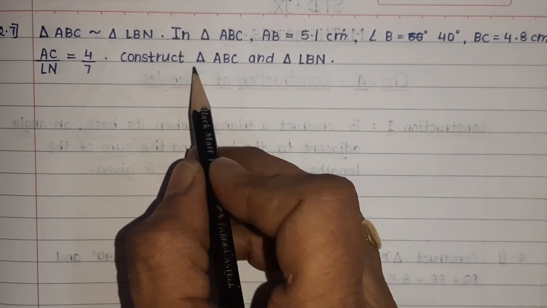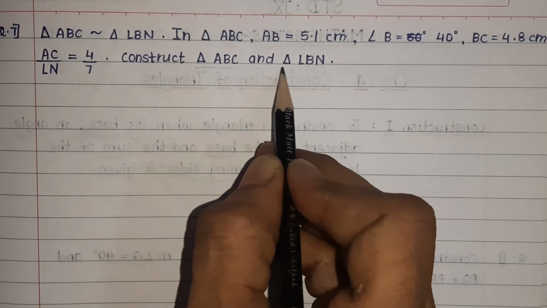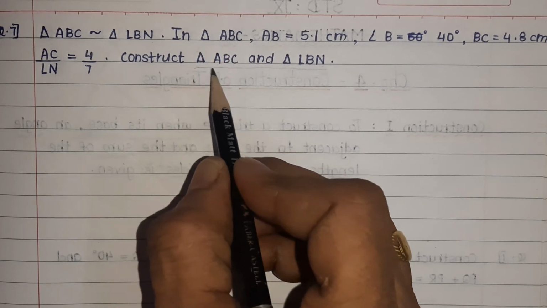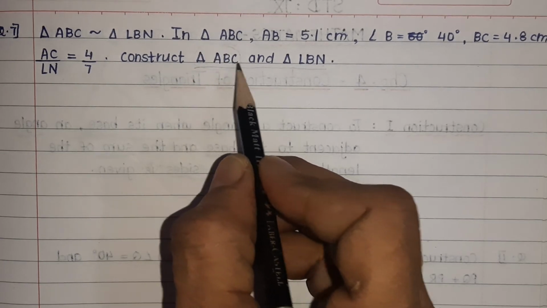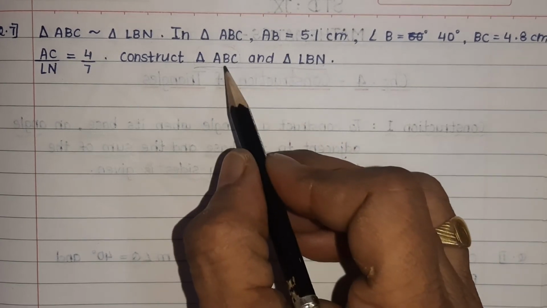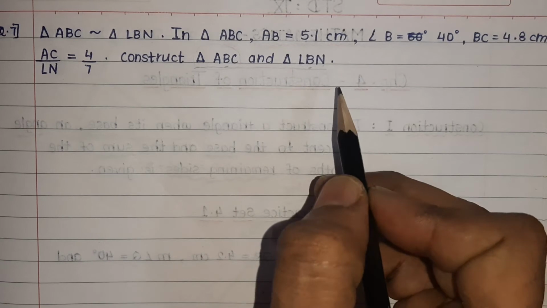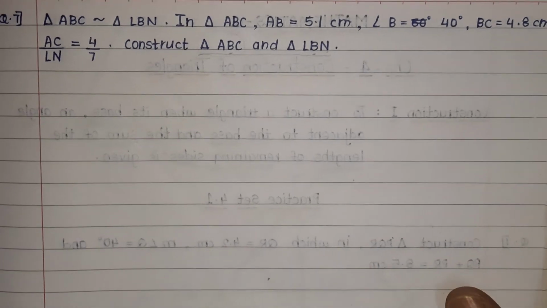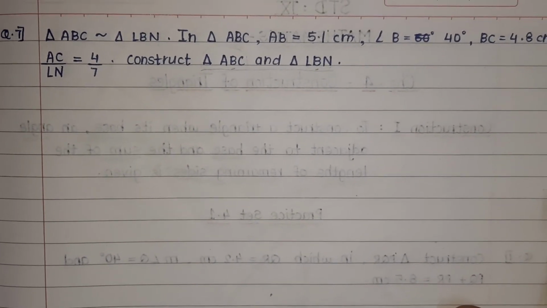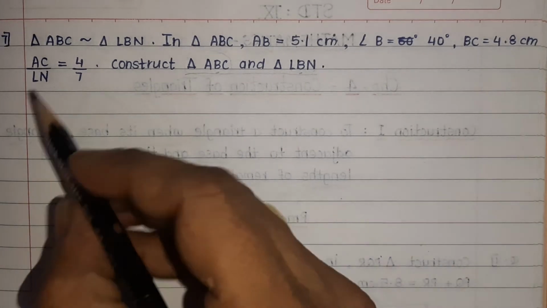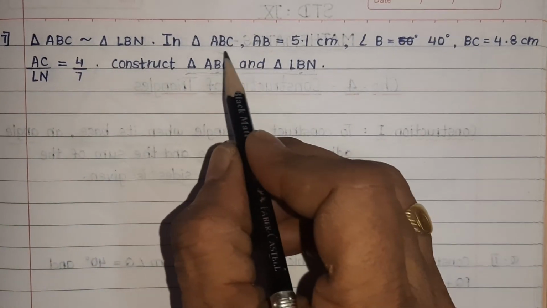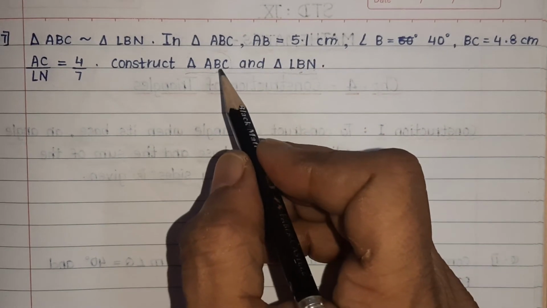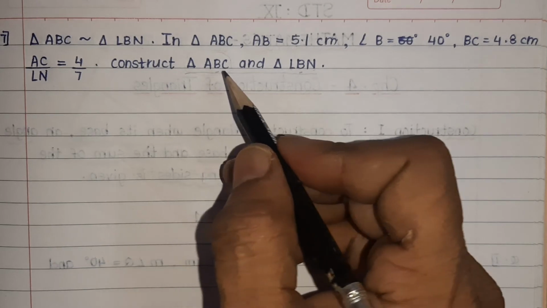Dear student, when construction of similar triangle is there, at that time we have to see the vertex of the triangle. Here ABC and LBN. That means one vertex is common. Therefore, dear student, this construction is of common vertex. Therefore, first of all, we have to read the question again. These two triangles are similar. Measurements of triangle ABC are given. And we have to construct both the triangle ABC and LBN.